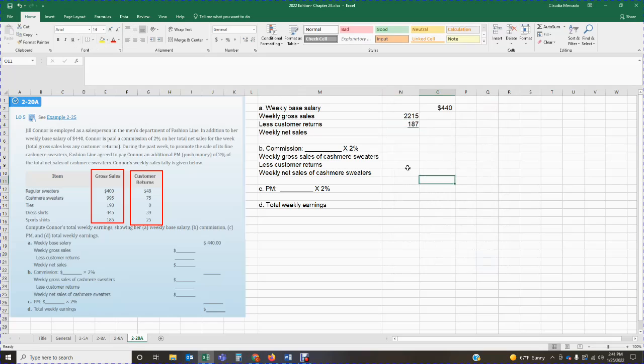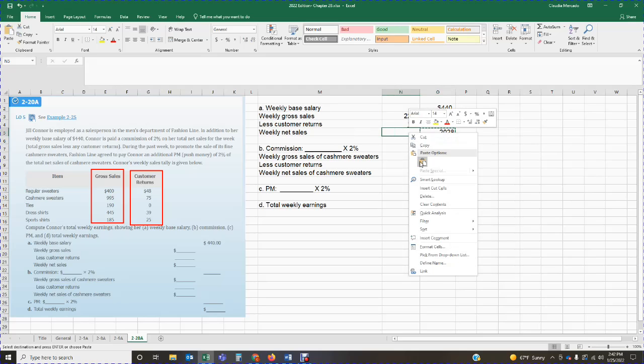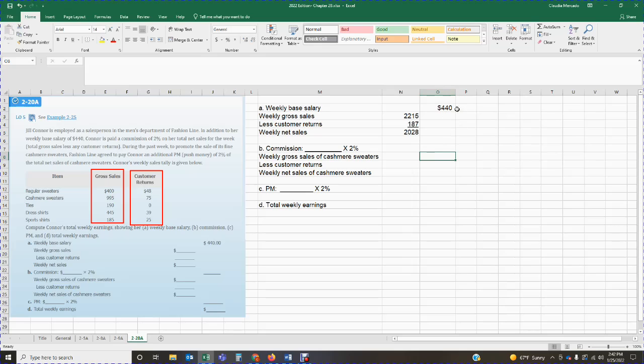Now, to get my weekly net sales, this is how much you actually sold. Your weekly net sales is going to be your $2,215 minus the returns of $187. So your weekly net sales are $2,028. Let me move this over, that way we can do our salary calculations on this column.